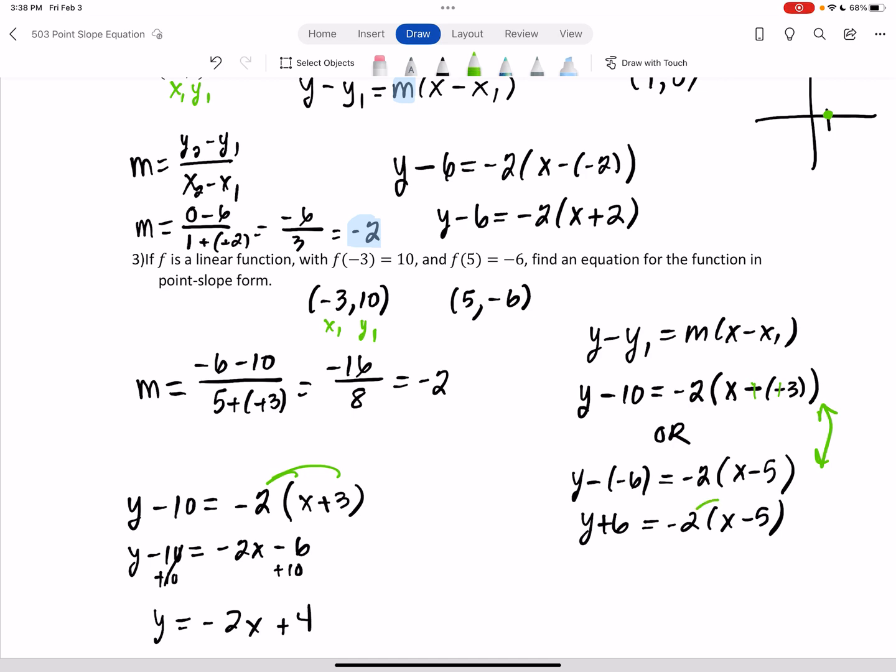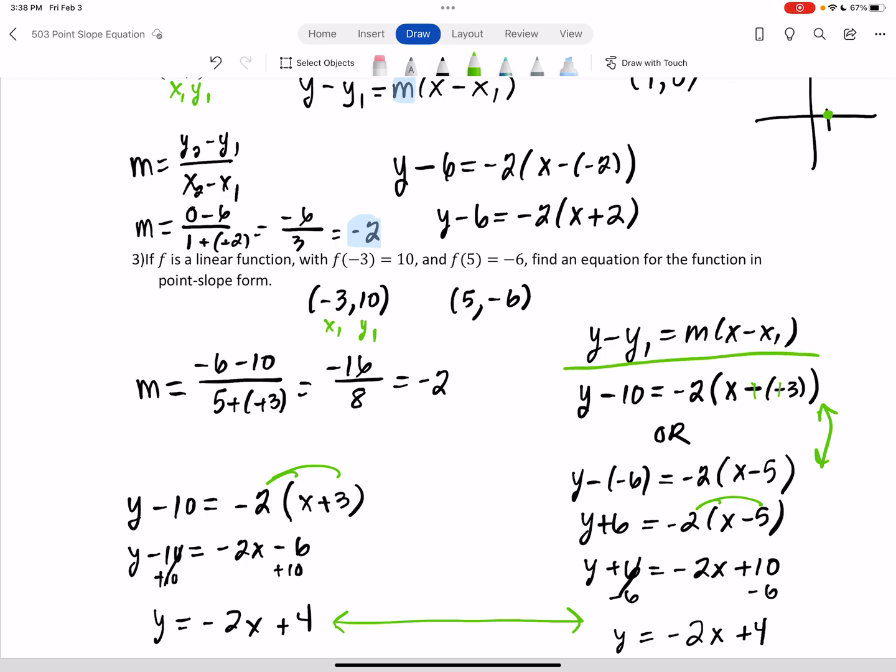Do the same thing with the second equation. Distribute: y plus 6 is negative 2x plus 10. Subtract 6 from both sides. Y equals negative 2x plus 4. So even though they looked different in point-slope form, they represent the same equation in slope-intercept form. So if you're given 2 points and you're finding point-slope form, you can use either of those 2 points and both answers will be correct.